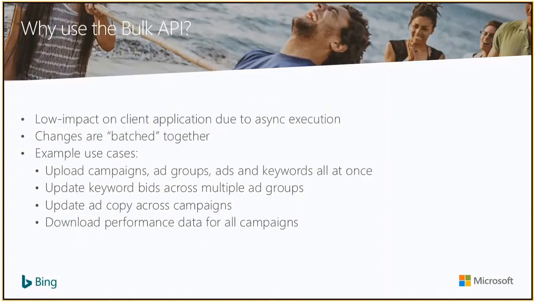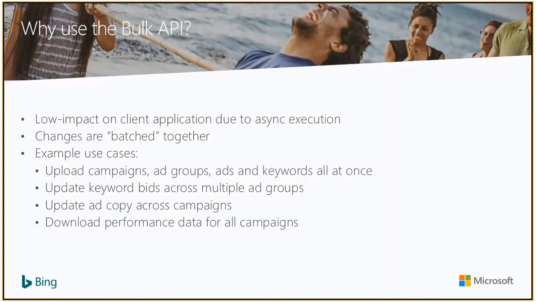Next slide, please. So what are the reasons that you want to use the bulk API? The first thing is that it has a low impact on your application because it executes asynchronously. This means that you package all your changes, send them to the service, and then you can continue executing other logic in your application. The other thing is the changes are all batched together so that it's more efficient to push them out instead of making individual calls.